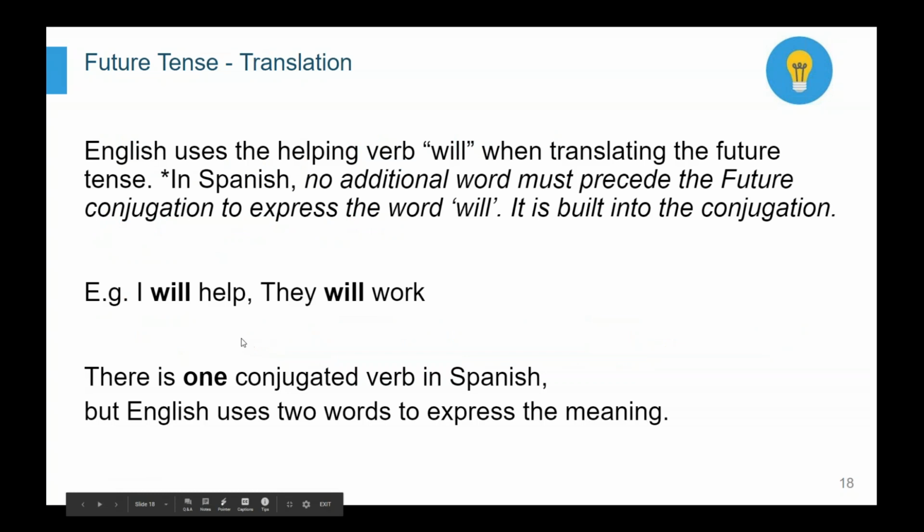So again, with translation, as you can see, will is part of the English translation of the future tense. However, in Spanish, there's no separate word for the word will, but it is part of the verb form conjugation.